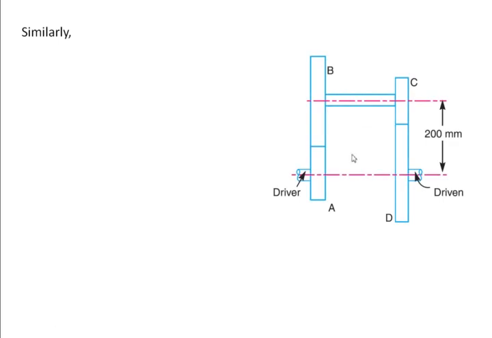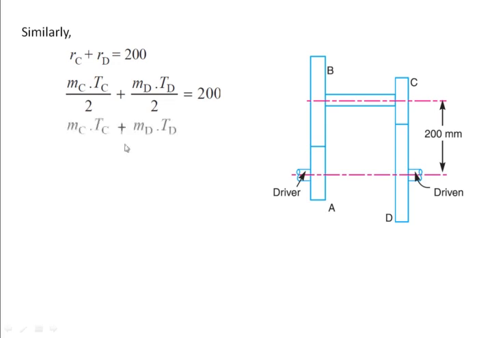Similarly, from the figure, for gears C and D, we have the center distance equal to 200 mm. So radius of C plus radius of D equal to 200 mm. So RC plus RD equal to 200. So we substitute the values of RC and RD in terms of module and number of teeth, equal to 200. Again taking 2 to the other side, it comes to be 400.